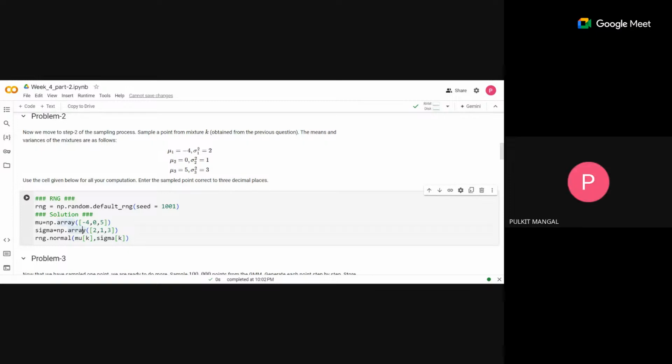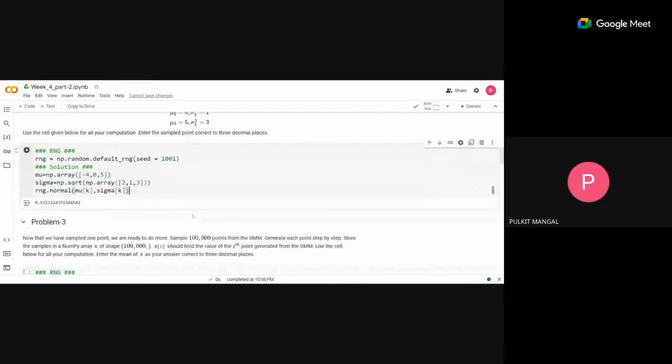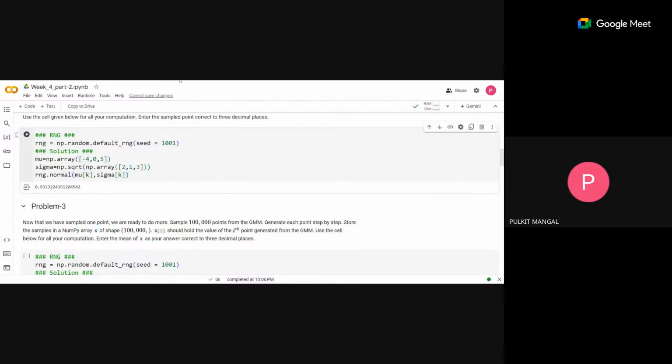One mistake that I made was that because these are sigma square, we have to take the square root. So we have taken the square root and everything looks okay. So let's try. 0.93 is the sampled data point that you will get. Is this code clear to everyone?